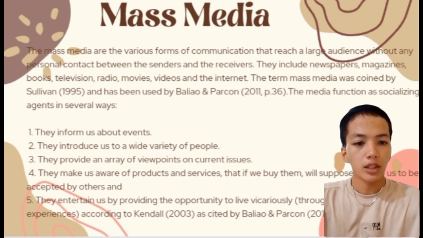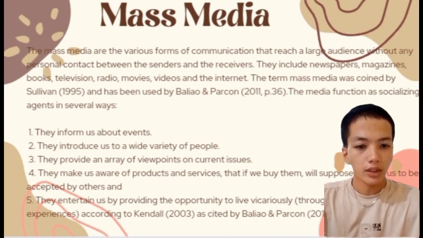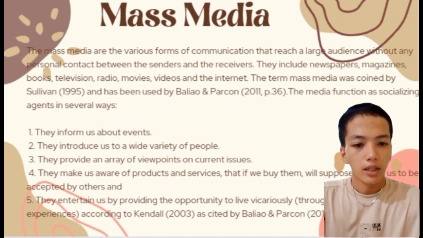The media function as socializing agents in several ways. 1. They inform us about events. 2. They introduce us to a wide variety of people. 3. They provide an array of viewpoints on current issues. 4. They make us aware of products and services that, if we buy them, will supposedly help us to be accepted by others. 5. They entertain us by providing the opportunity to live vicariously through other people's experiences, according to Kendall, as cited by Baran and Davis.